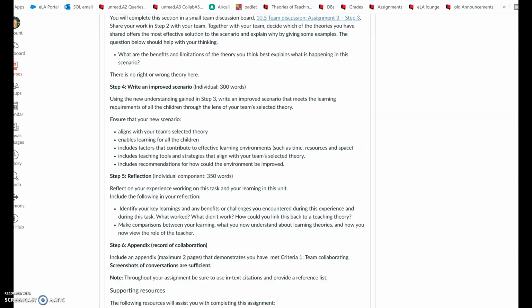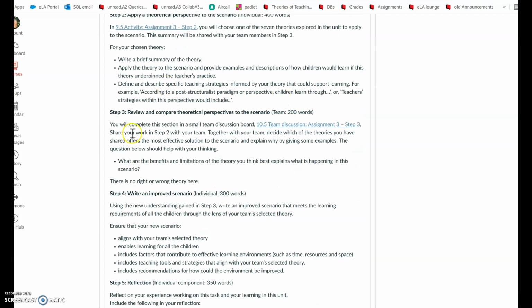I'm just going to identify one thing here in step 3. You'll remember in step 1, you've analysed and looked at the scenario. In step 2, everyone goes off and chooses their own theory to research. In step 3, you come back and share that with your team and you work out which is the best theory to support the stakeholders and this learning environment.